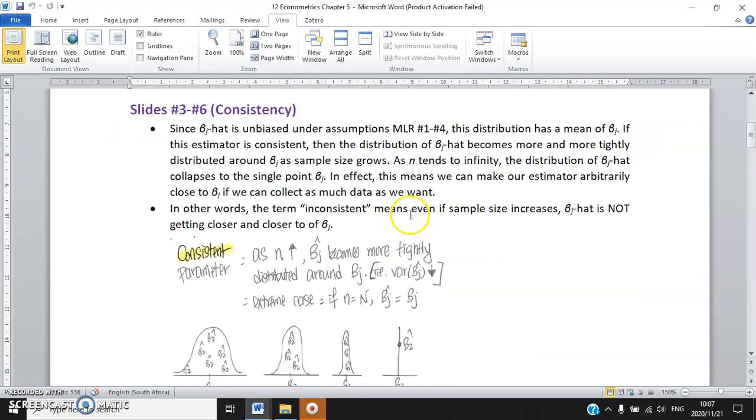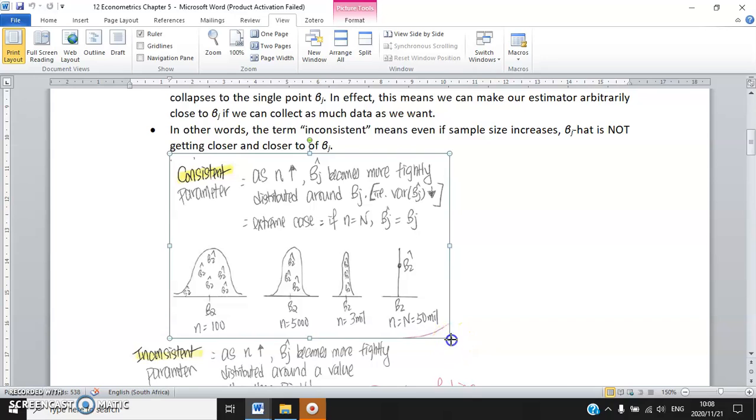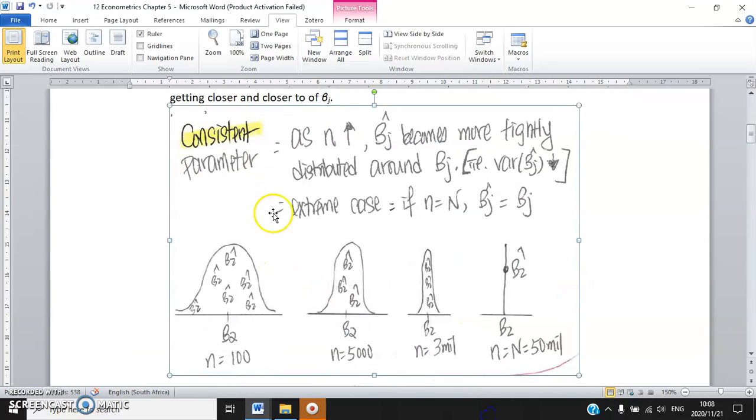Okay, first of all, the consistency property. Do you still remember from your Eco 242 regarding the consistency property? Maybe I make use of these figures. It says as sample size gets bigger and bigger, then the sample regression function parameters would converge towards the true PRF parameter. So this is an example.